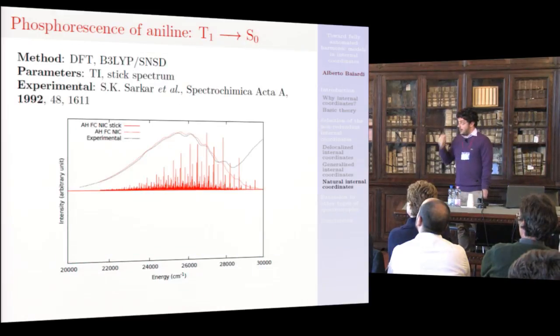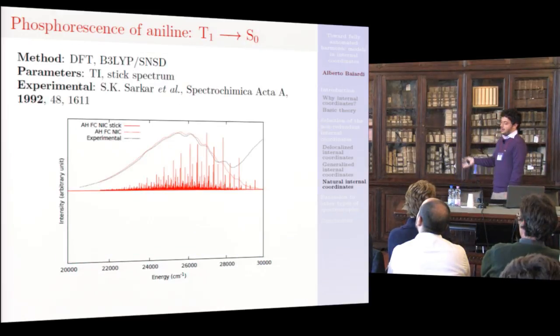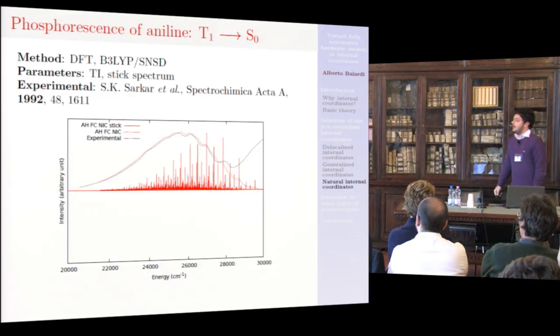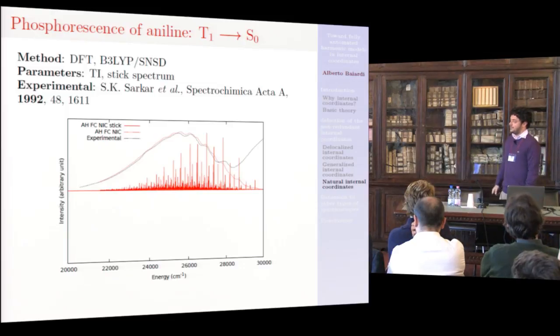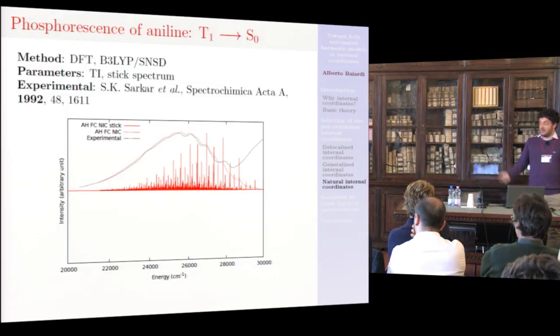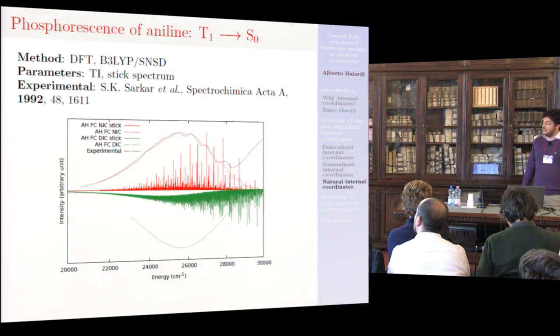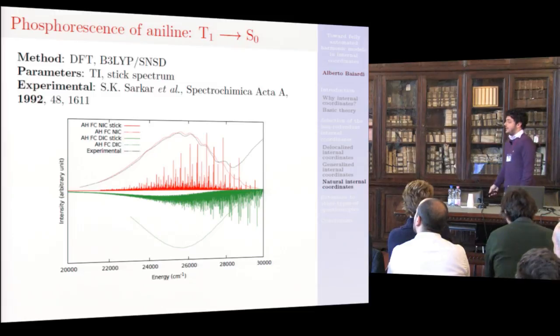And just a comparison between the natural internal coordinates and the localized internal coordinates. This is the same result as before. I just also put the stick spectrum in order to show the vibronic assignment of all the bands. If you try to compute by using the delocalized internal coordinates, this is the result.